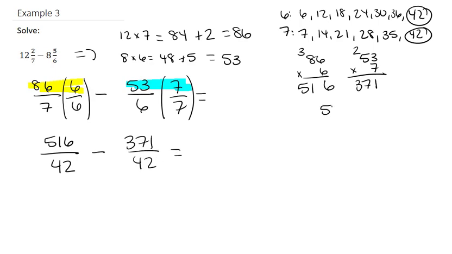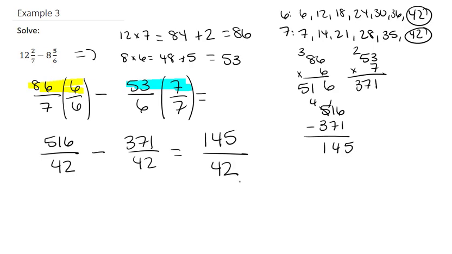So now we can go ahead and subtract. We have 516 and then subtract 371 from it. 6 minus 1 is 5. We need to borrow. So we borrow from the 5, make this 11. 11 minus 7 is 4. 4 minus 3 is 1. So we get 145 over 42.